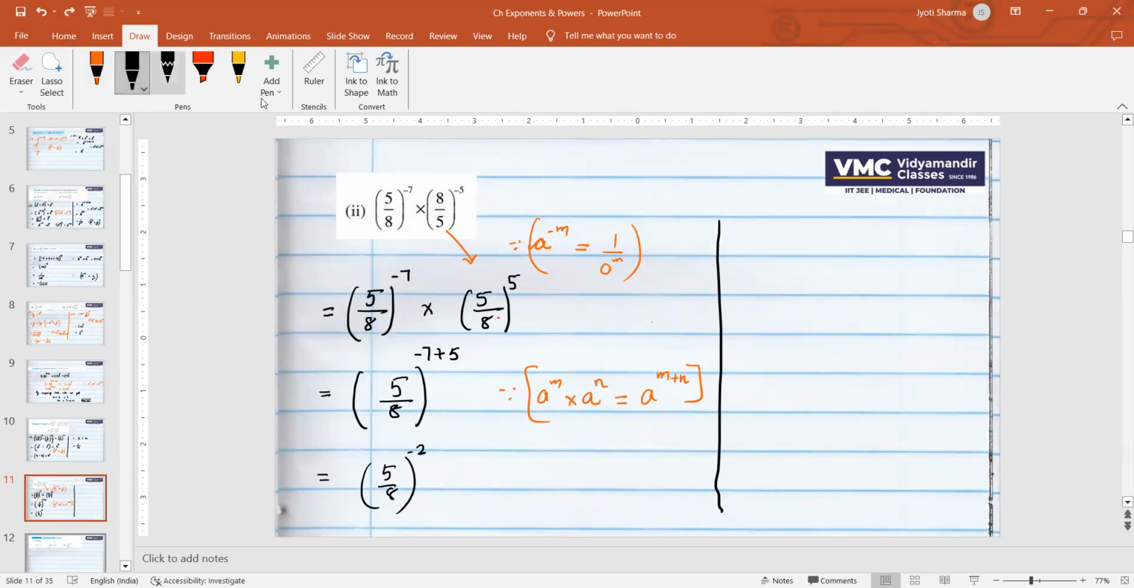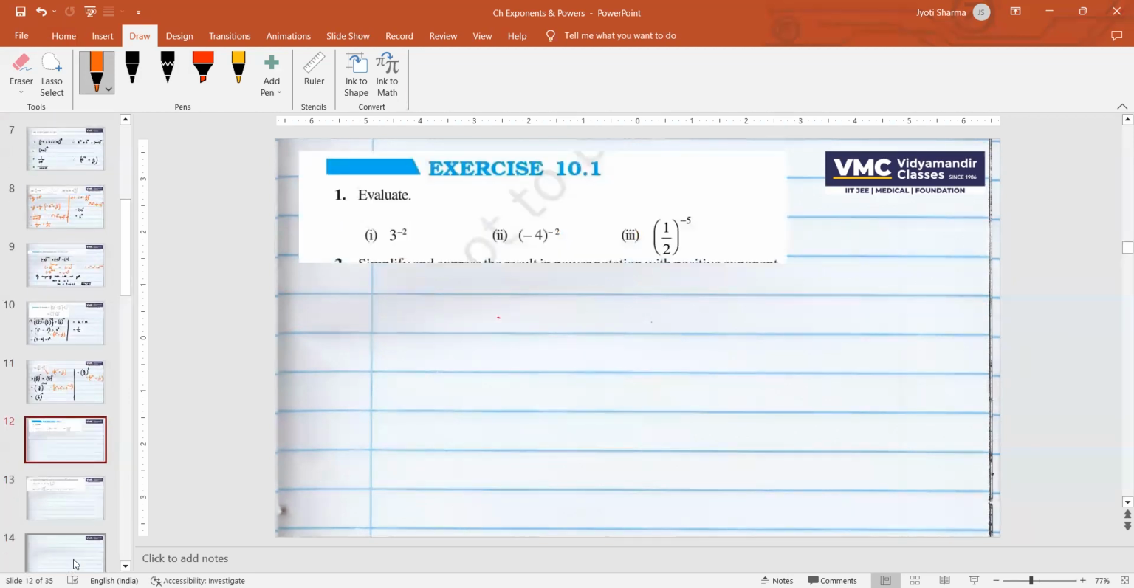This is equal to 8 upon 5, the reciprocal of base, and power will become positive because I should not leave negative power. And surely if you are appearing for your school exam, 0.5 will be penalized if you are leaving your answer in negative power until and unless it is not stated.